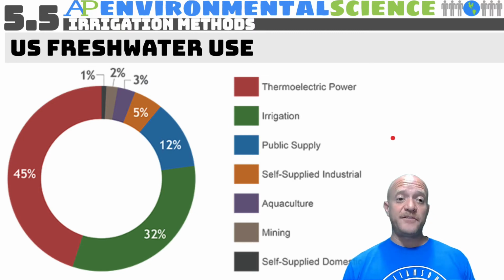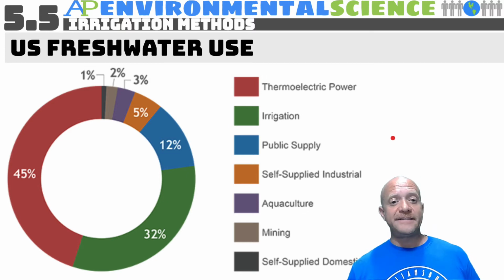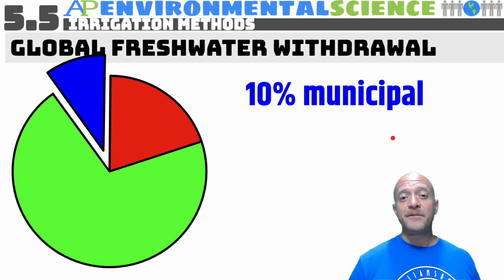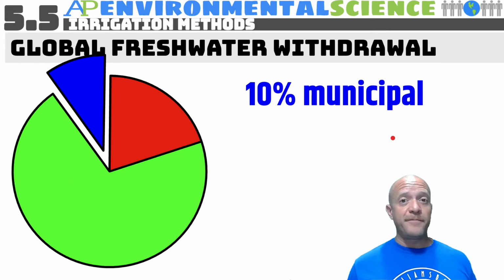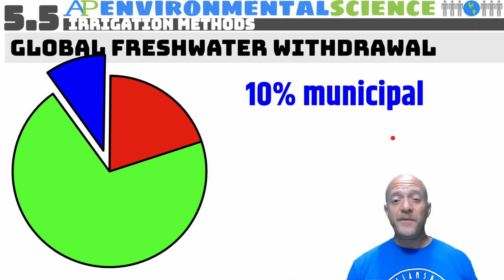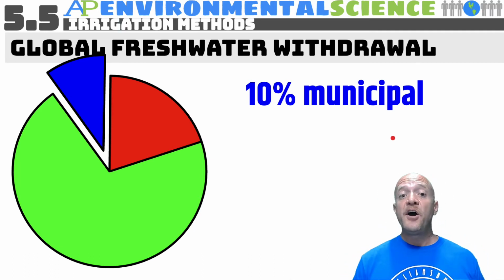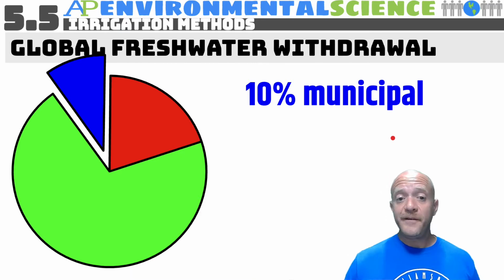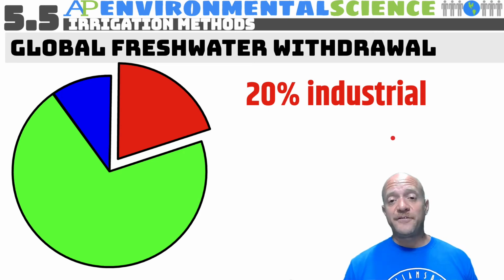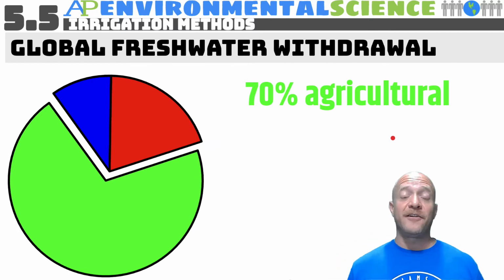Irrigation accounts for 32% of our use of fresh water, but this water is actually not returned. So globally, we use about 10% of the withdrawal. When we take up the water from its source, 10% of it is for municipal uses, and that means in the home. So all the showering, the cooking, the cleaning, drinking water, all of that, is 10% of withdrawal of fresh water globally. 20% of it is for industrial purposes, for manufacturing, any type of factory. And the remaining 70% is used for agricultural purposes.